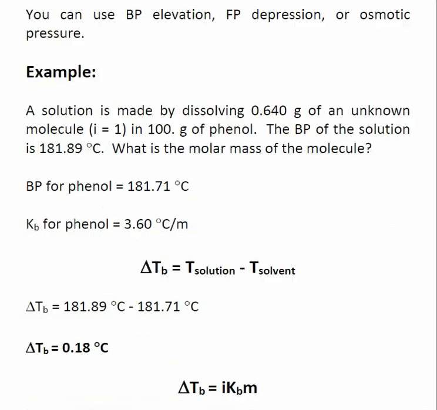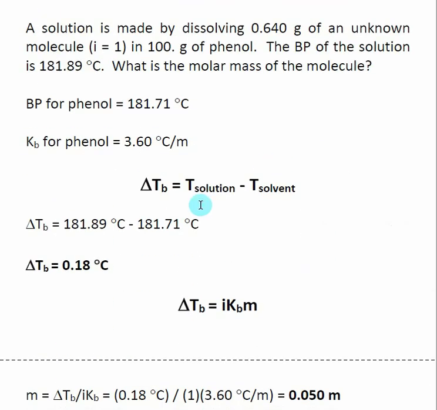The first thing that you want to do in this calculation is find the change in the boiling point of our solvent. That's going to be the boiling point temperature of our solution minus the boiling point temperature of our pure solvent. We were given the boiling point of the solution here, and we are given the boiling point of our solvent here. Overall, we find our change in boiling point to be 0.818 degrees C.